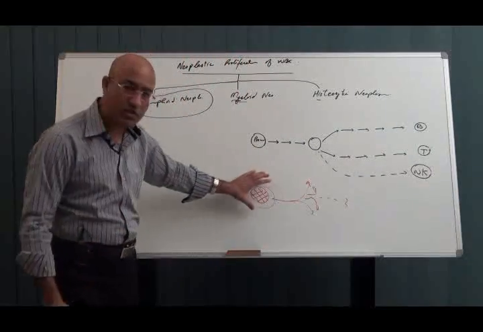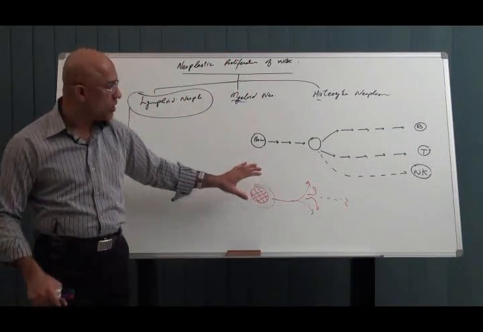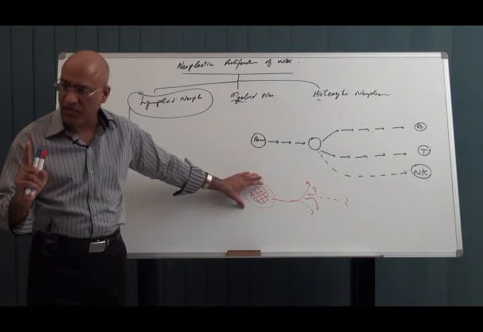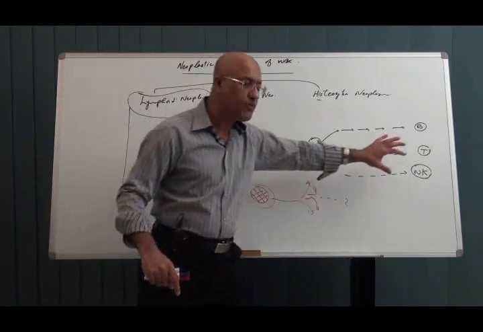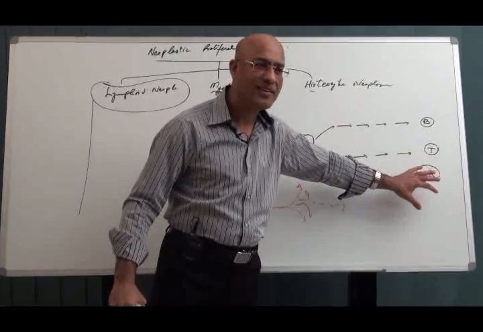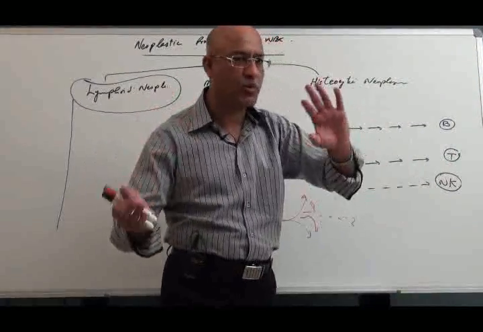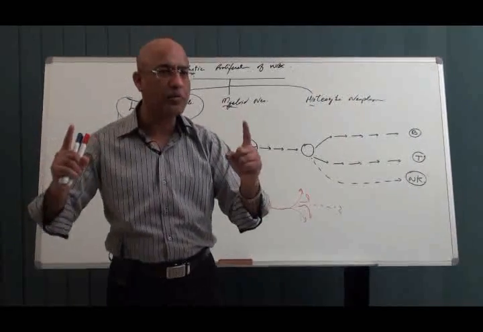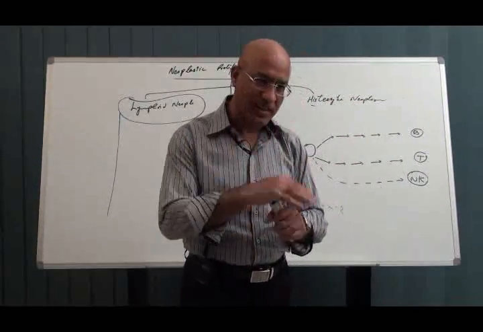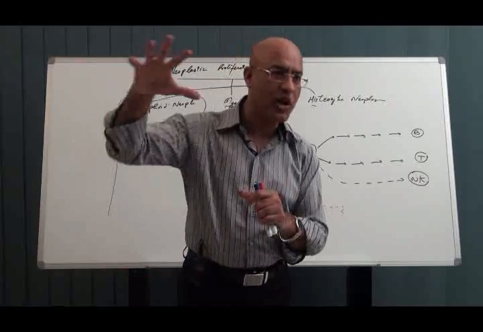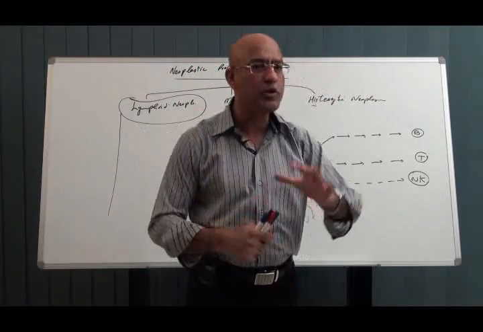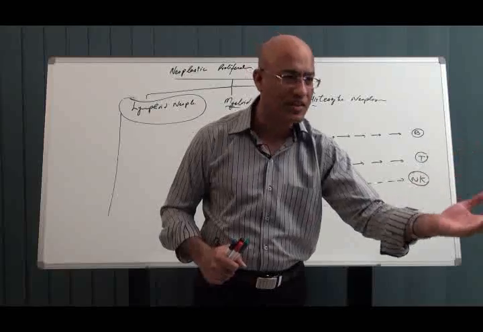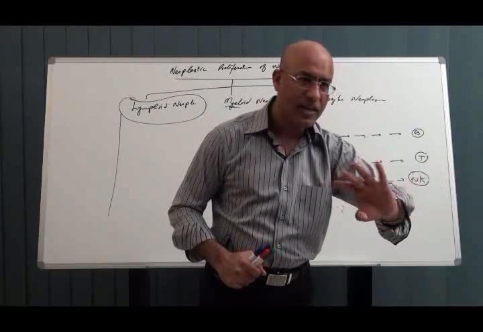So the body will be having double trouble. Number one, excess of abnormal cells. And number two, deficiency of normal cells. Is that right? So all the clinical problems in leukemic patients or lymphoma patients come due to two reasons. Number one, excess of abnormal malignant cells. Number two, deficiency of functional cells. Is that clear? Any question up to this?